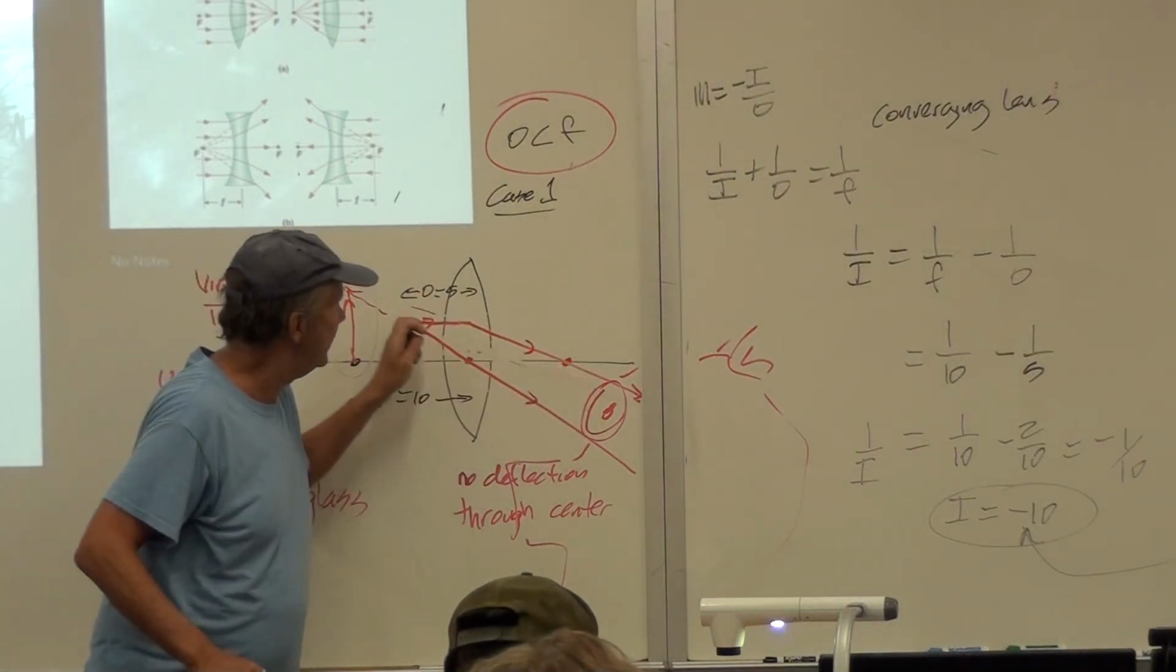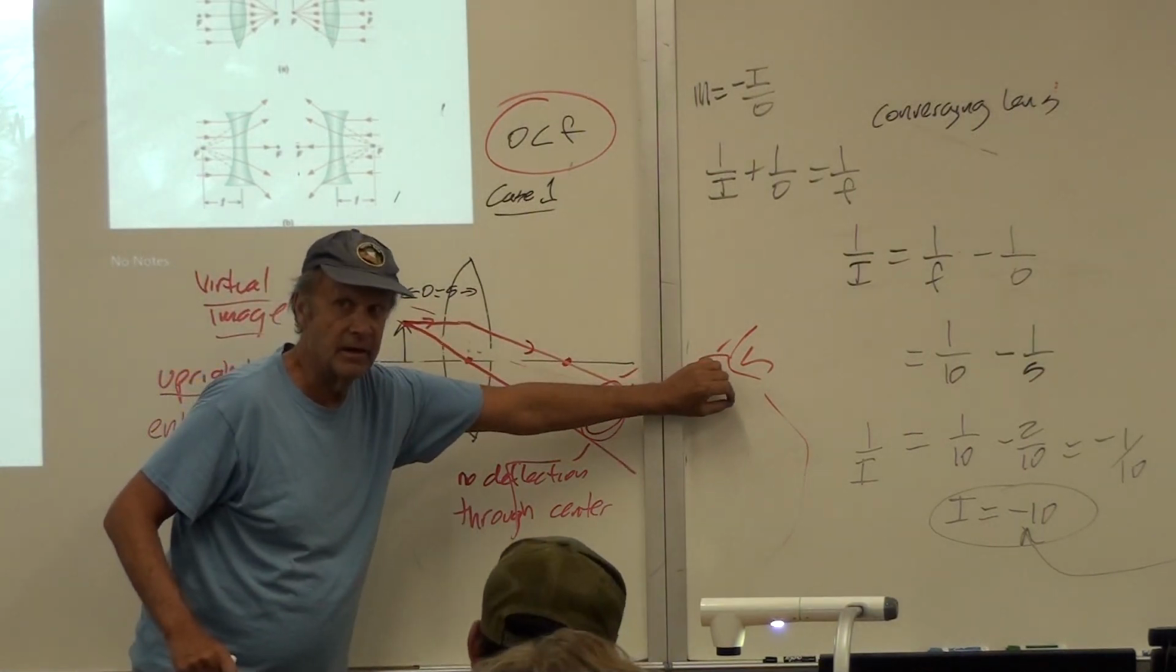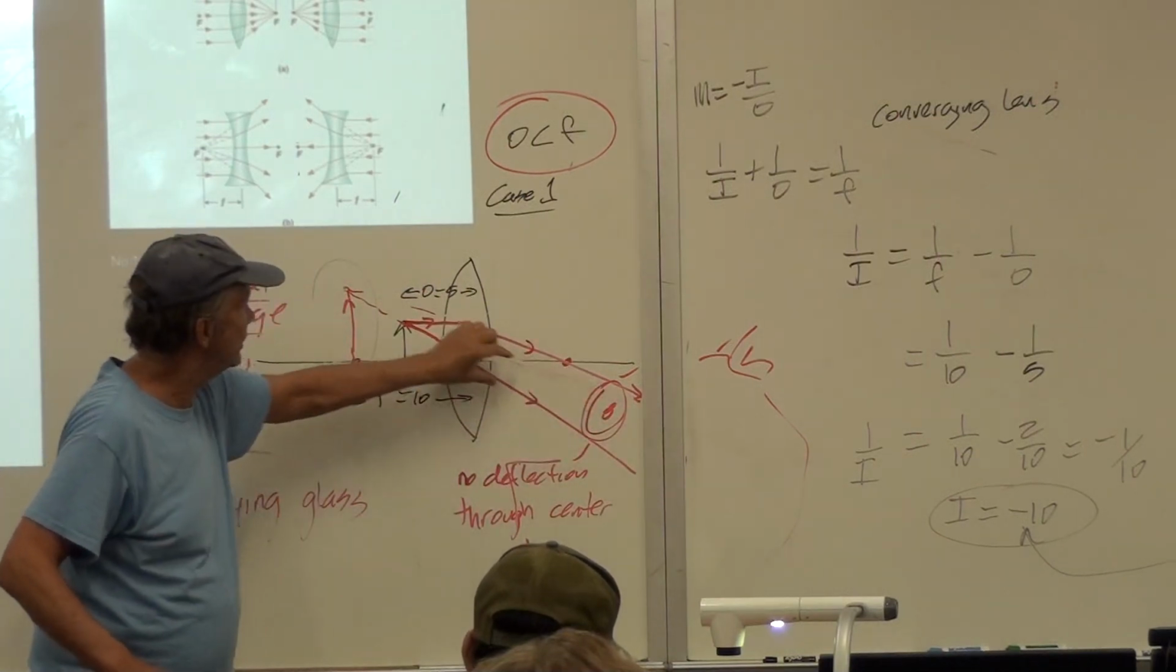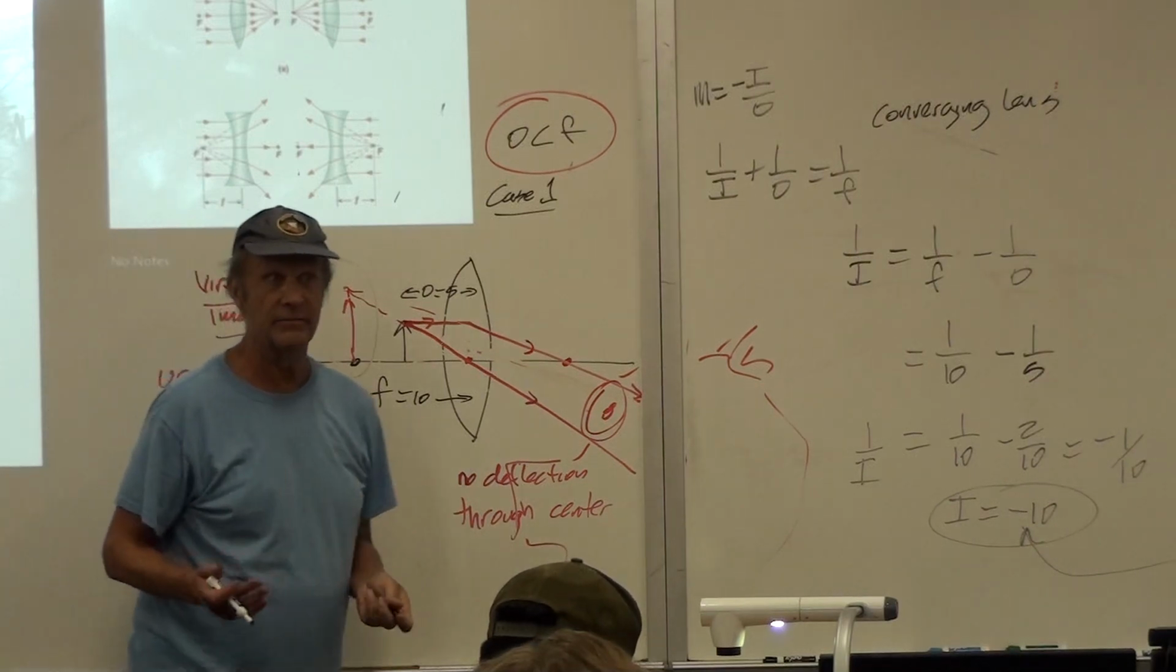Because lenses can only, if it's going to actually form an image, it's going to have to be on this side, right? Because nothing's reflecting. So this is just a trick of the eye, that it's extrapolating to that point. And that's what the magnifying lens does.